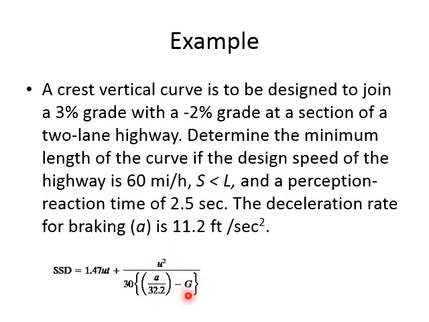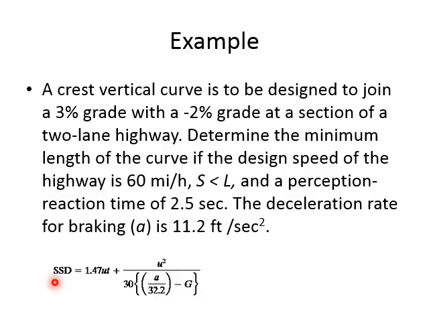Now again you will see a small difference between the actual equation of stopping sight distance and this one. This one is with a minus sign. So whatever gradient you put here, it should be with a minus sign. Why? Because the minus sign will give you a higher stopping sight distance.